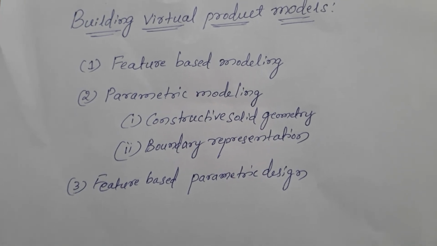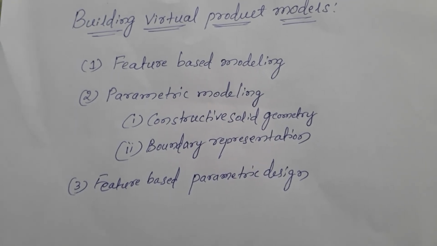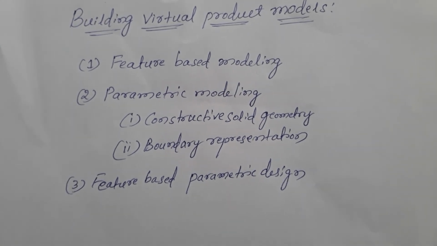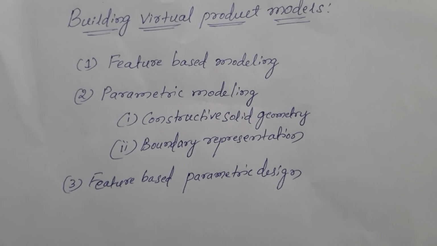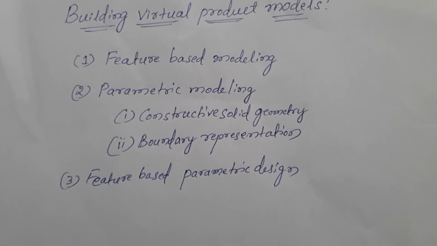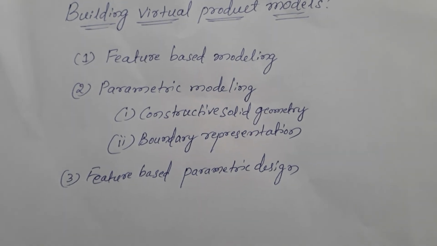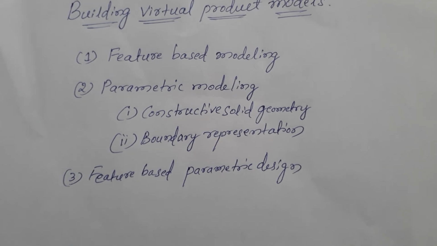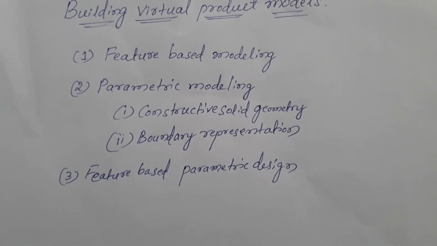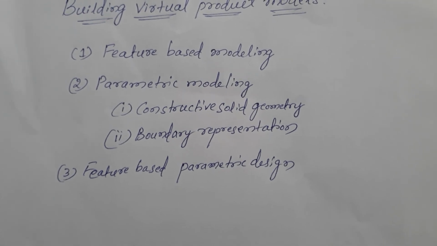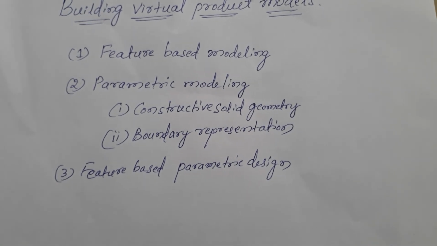For example, if you want to build any rectangle or any cube, what do you have to do? First you have to take points. By joining points, we create the edges. Those edges we join to create a surface. Those surfaces we join to build a model, that is a cube or rectangle.